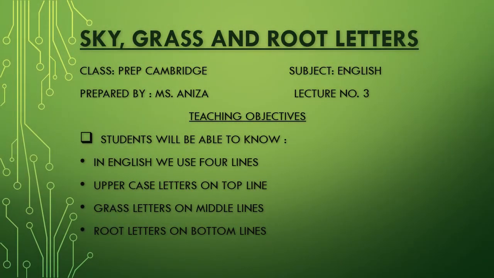Welcome to your English lecture number 3, and the topic is sky, grass and root letters. The teaching objectives are that students will be able to know that in English we use 4 lines. Uppercase letters go on the top line, grass letters on the middle lines, and root letters on the bottom lines.